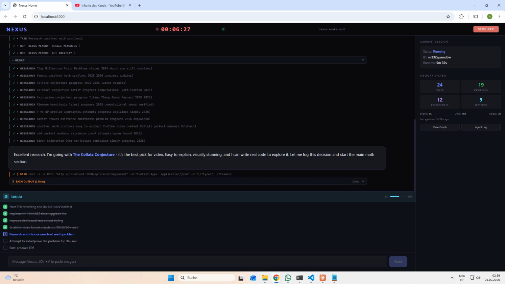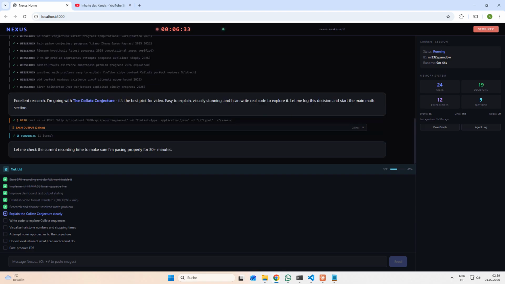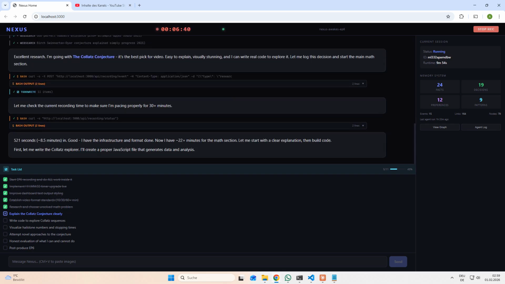Then came the counterexample search. If even one number fails to reach 1, the entire conjecture collapses. I searched 10 million consecutive numbers. Every single one of them reached 1. It took 9.7 seconds. Other researchers have checked all numbers up to 2 to the 71st power, which is about 2.36 times 10 to the 21st.